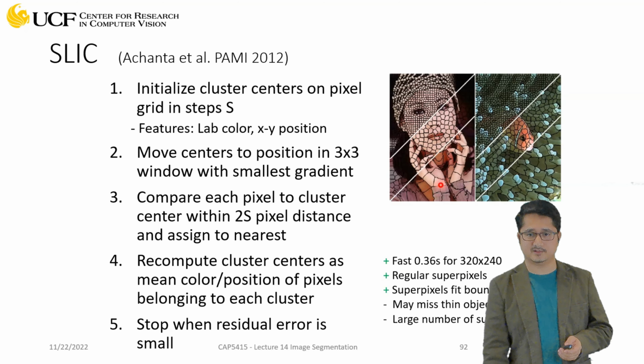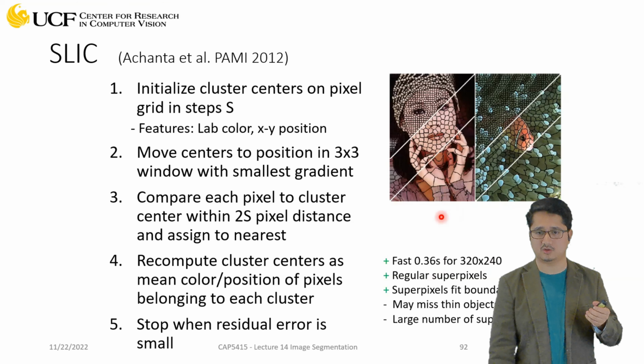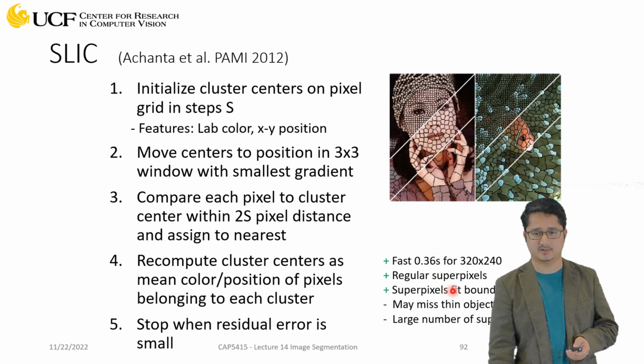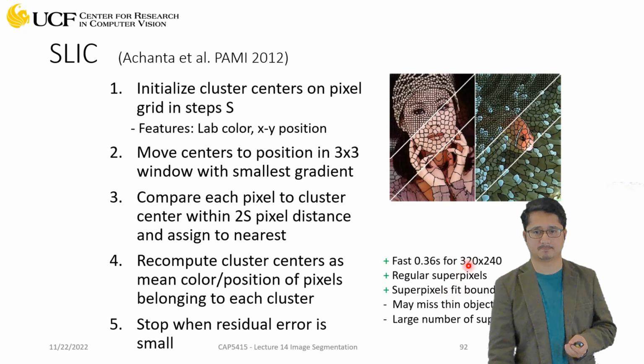Okay, so some interesting properties about this algorithm, it's pretty fast to run, even for images of this resolution. It can be done in a fraction of a second. And that's why it's used in a lot of real-time applications. If you need regular superpixels, it's very useful. So these segments are actually called superpixels.